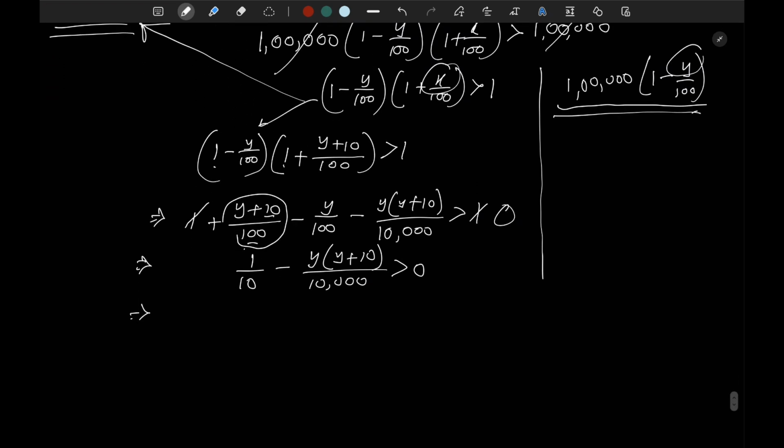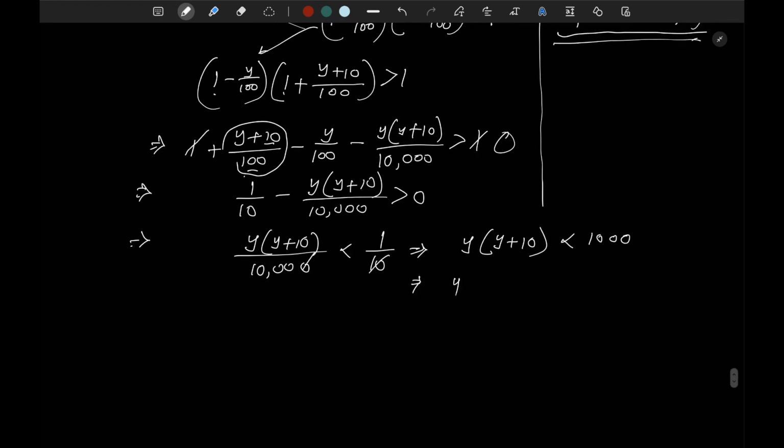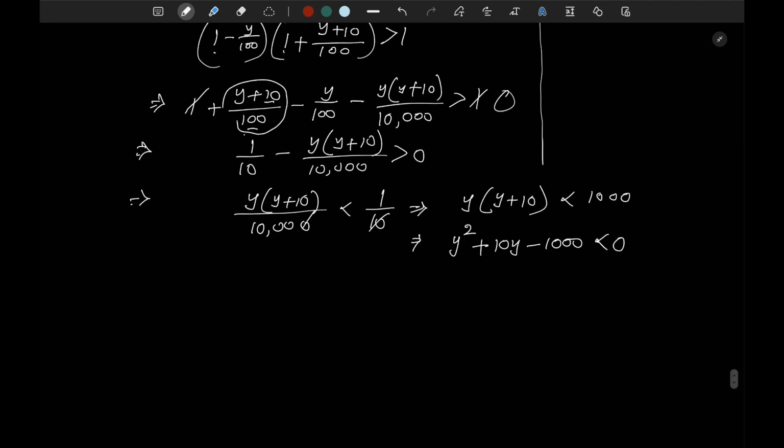Or you can rewrite this as y into y plus 10 by 10,000 is less than 1 by 10, or y into y plus 10 will be less than 1000. This will get cancelled out. Okay, now we have this inequation. Let's take everything on one side: y squared plus 10y minus 1000 is less than 0. Now this is a very messed up situation.